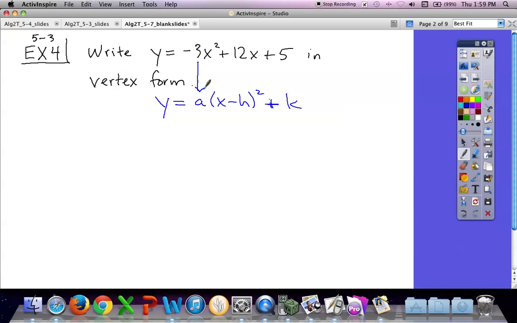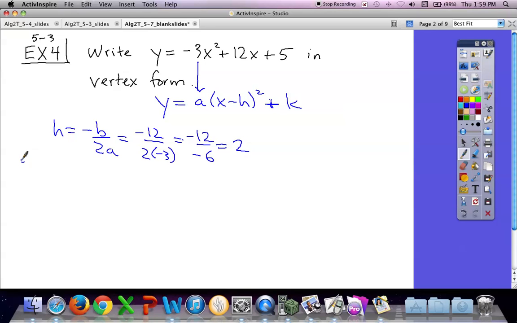How do we find h? h equals negative b over 2a, right? Which is negative 12 over 2 times negative 3, which is negative 12 over negative 6, which is 2.